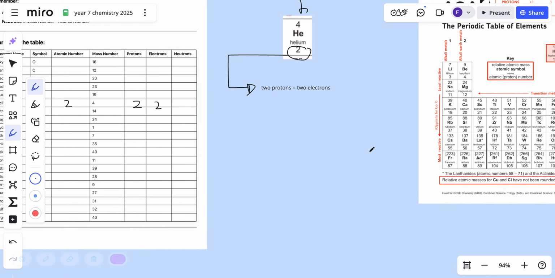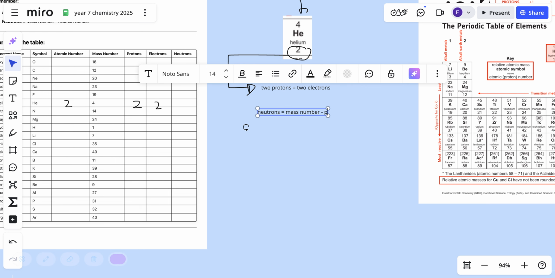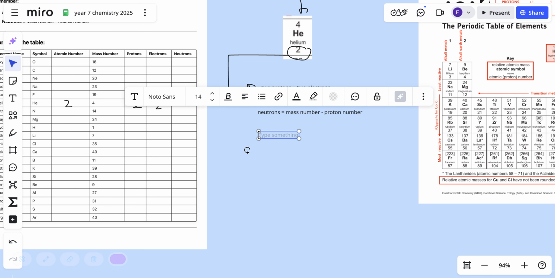Now be careful with the number of neutrons. To work out the number of neutrons, the number of neutrons equals your top number, your mass number, minus the proton number. That's the technical way to look at it, but I don't do that. I go, neutrons equals big number, take away little number.